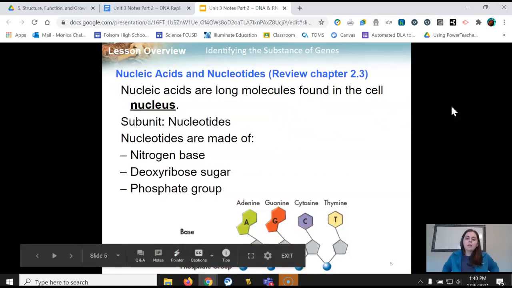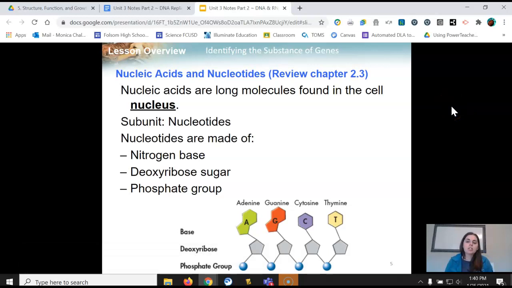Nucleic acids and nucleotides. This is in your book in chapter 2.3, but we're not going to worry about that necessarily because we didn't do chapter 2. Nucleic acids are long molecules that are found inside your nucleus. A nucleic acid has nucleotides as part of it. Nucleotides are made up of your nitrogen base, your deoxyribose sugar, and the phosphate group.